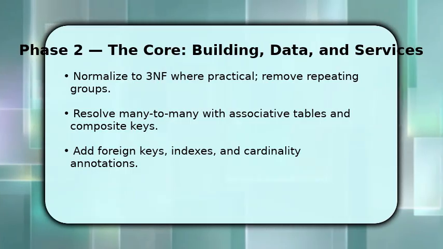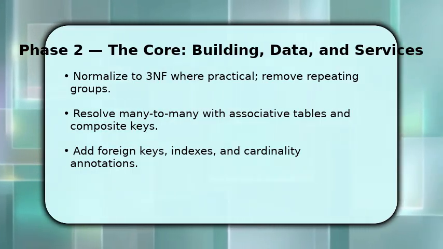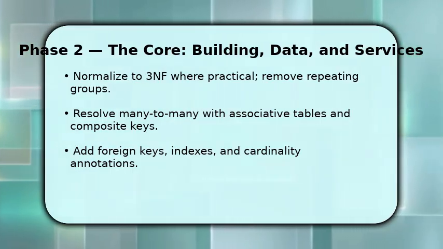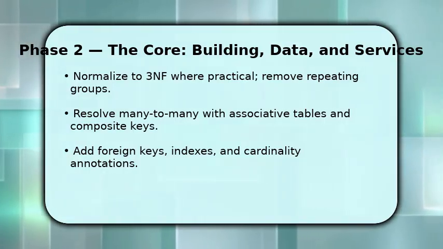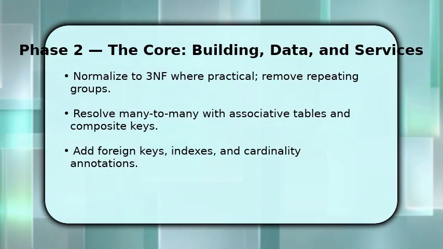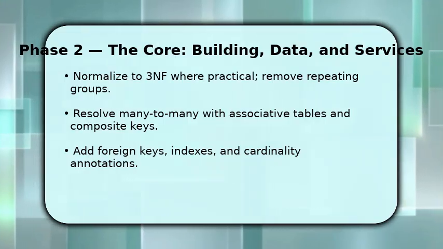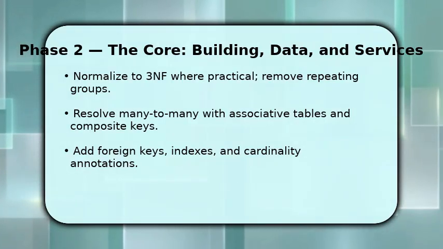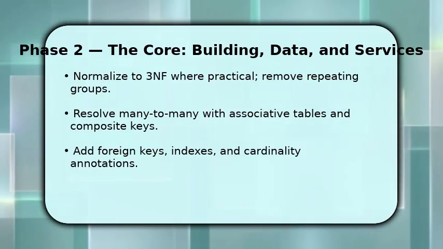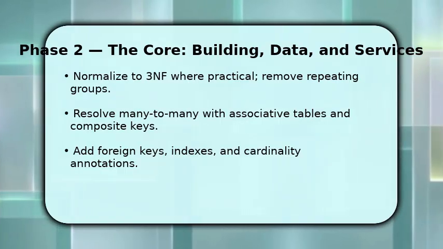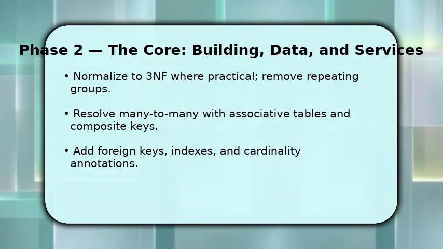Convert many-to-many into associative tables and define composite keys where necessary, because that prevents duplicate linkage and enforces integrity. Once complete, check normalization, aim for third normal form unless denormalization is justified for performance. Make sure to annotate cardinality and optionality on each relationship so developers and DBAs read the same constraints.